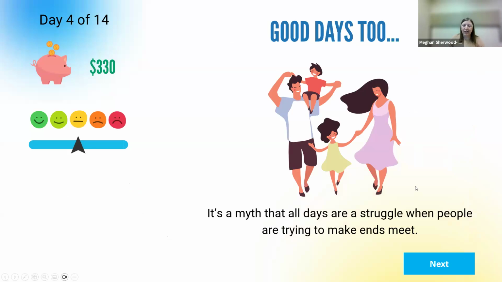And like we said before, we have good days too, right? It's often a myth that for individuals living in the ALICE population, or those living below the federal poverty level, all days are bad. And that isn't true. We have good days too, and not every day is a bad day.